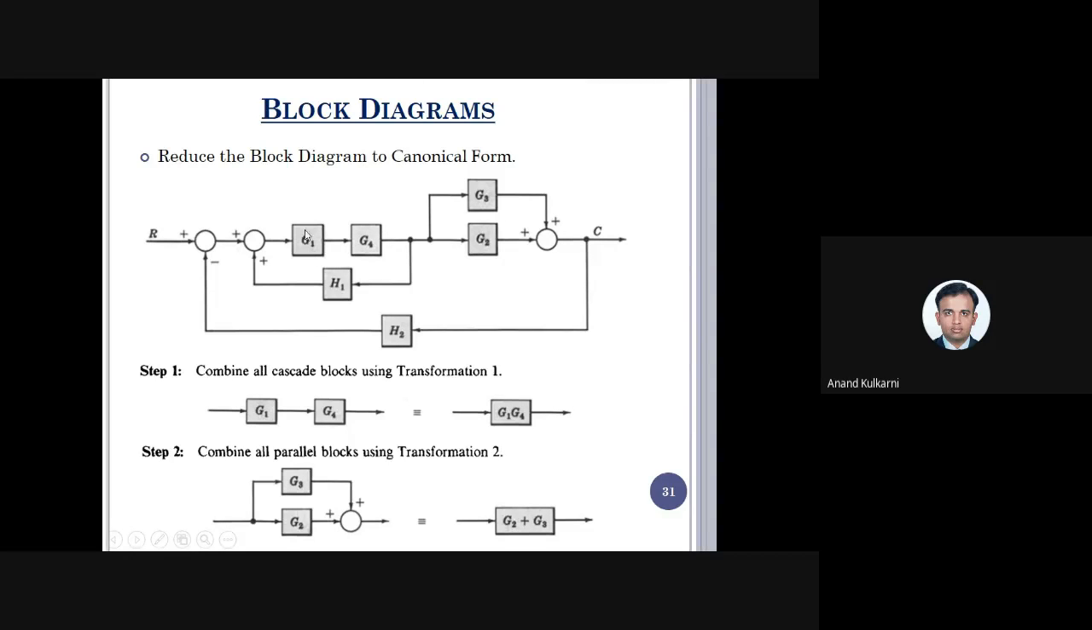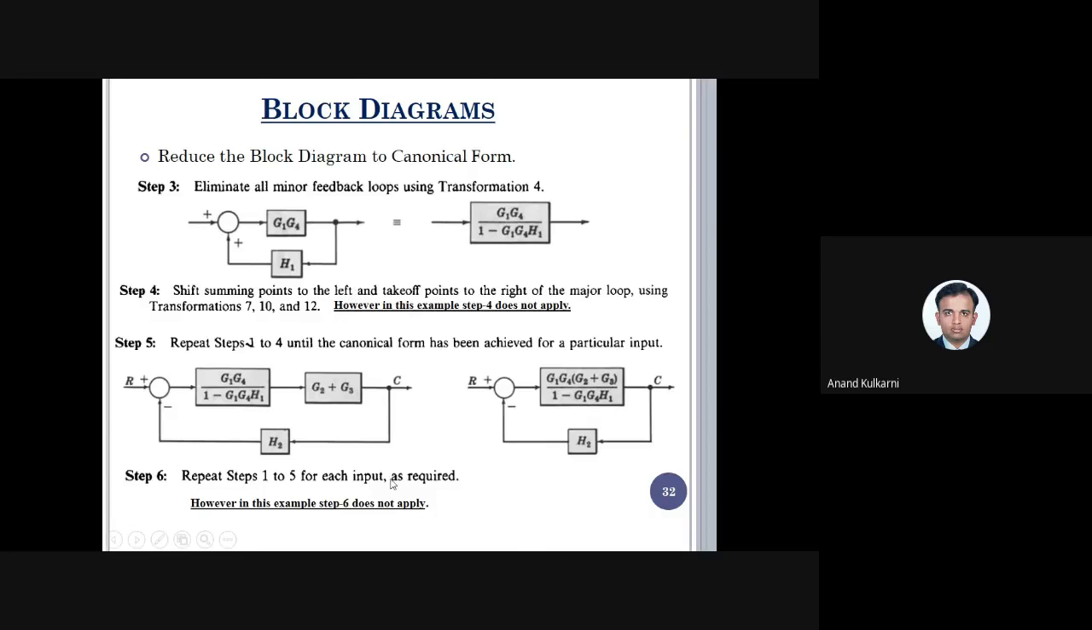So, one more drawing I'll draw, and in this case, I'll write G1 and G4. Then I can see here, G2 and G3 are in parallel. So I'll simplify this, because they are in parallel form, and I'll replace this block by G2 plus G3.